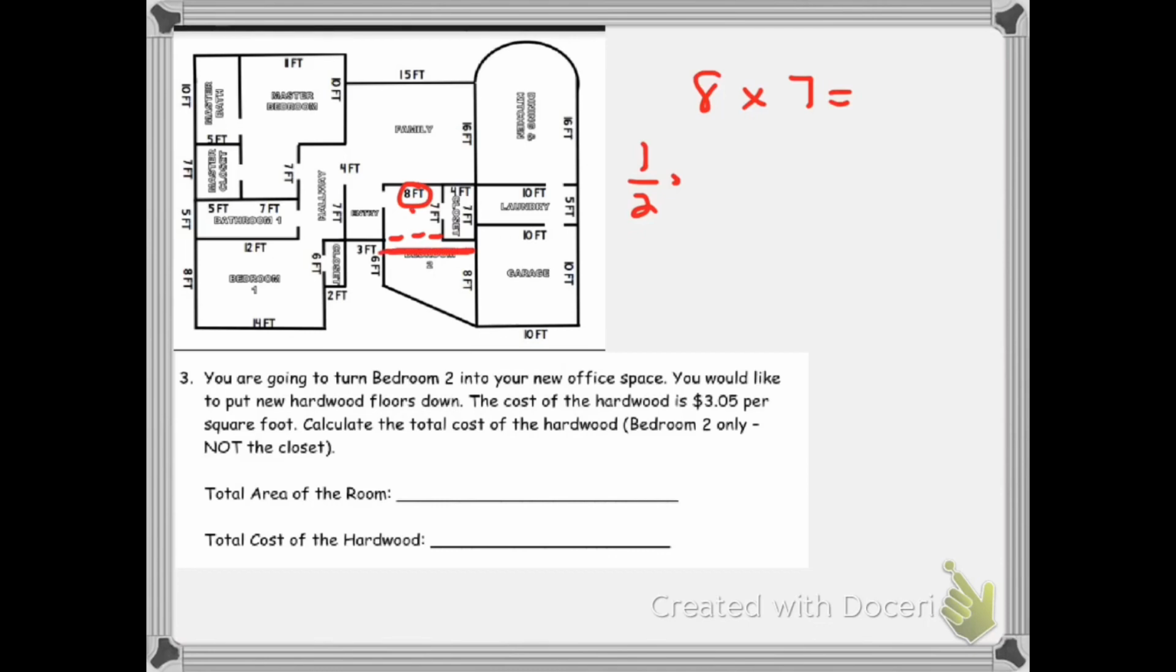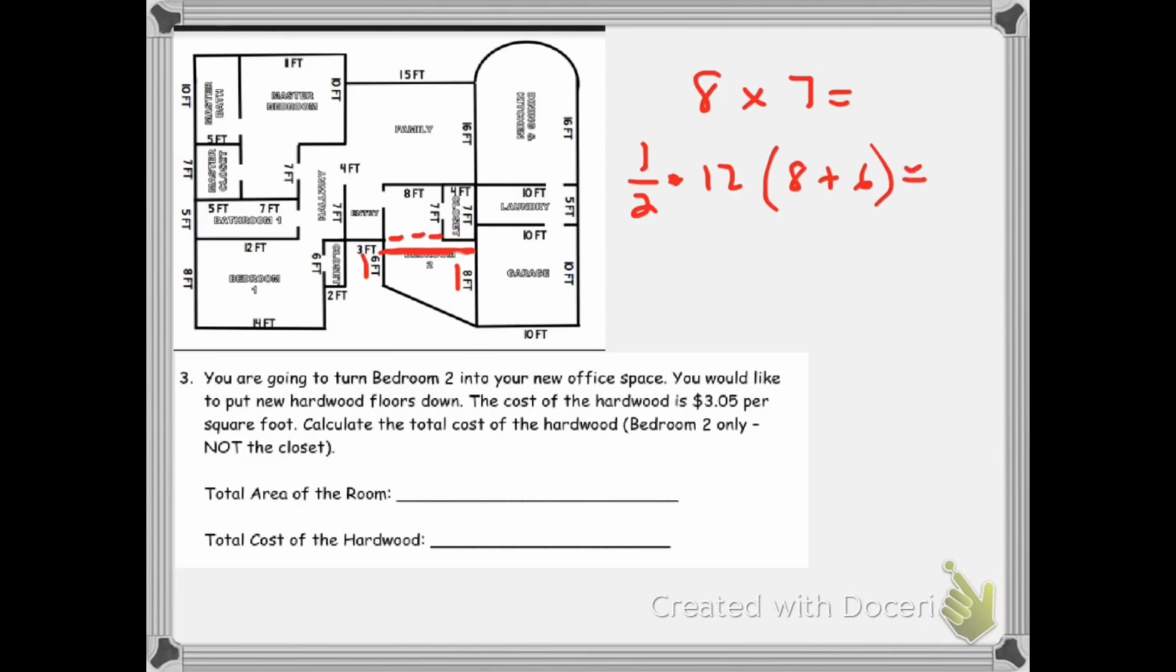Well, that's 8 plus the 4, so that's 12. Alright, so we're going to multiply by 12. Alright, so we got that part. Plus 1 base, plus the other base. So we're going to do 8 plus 6.